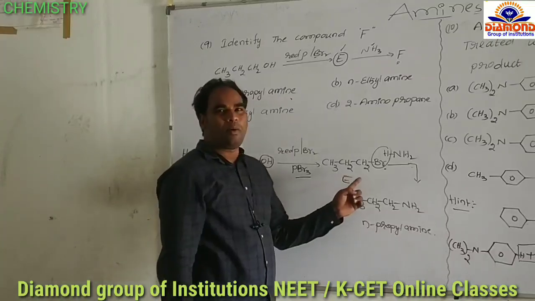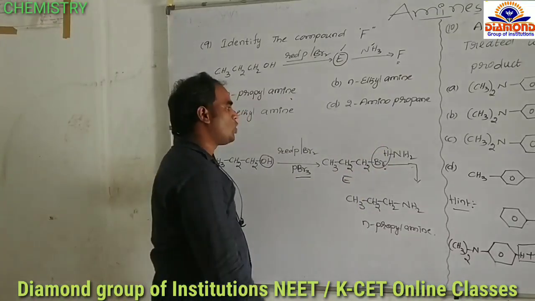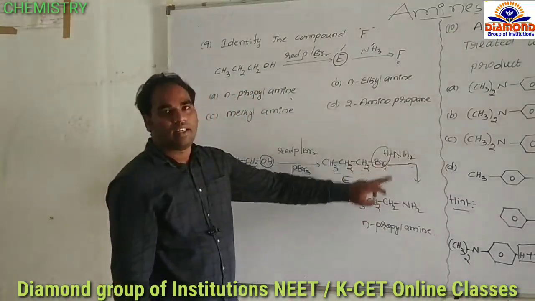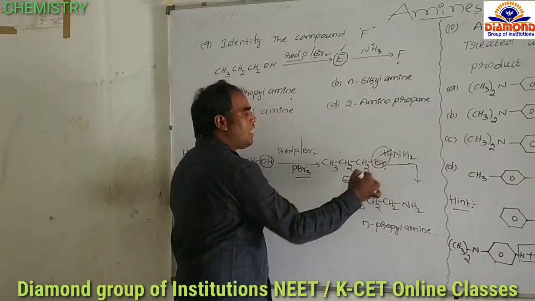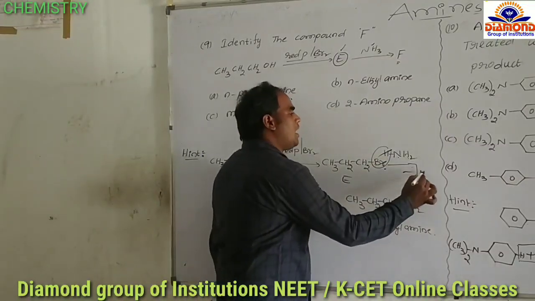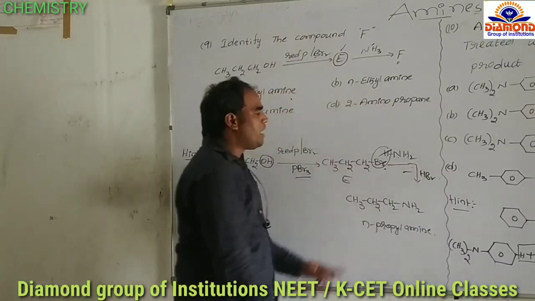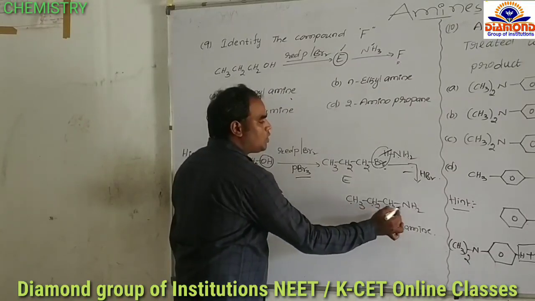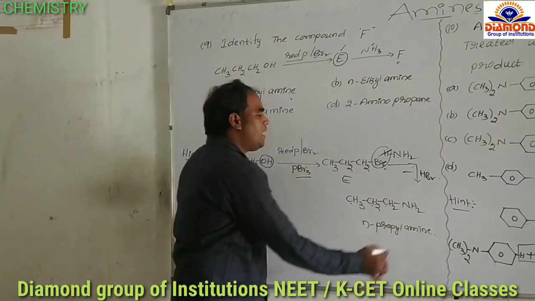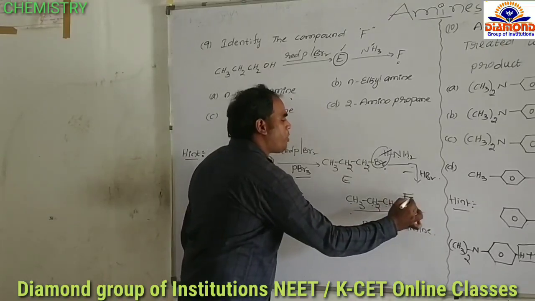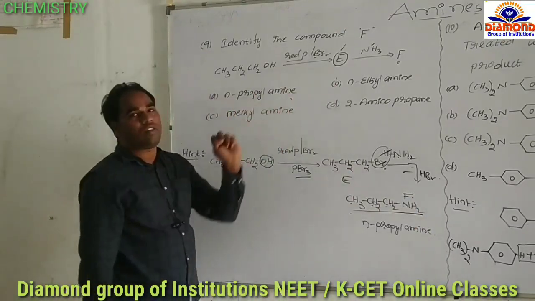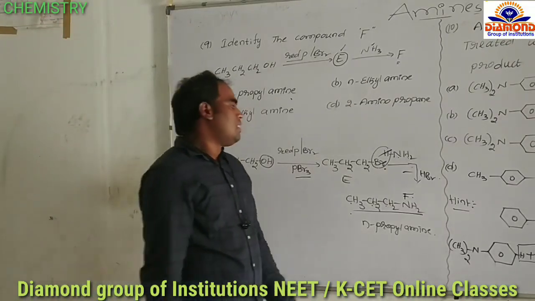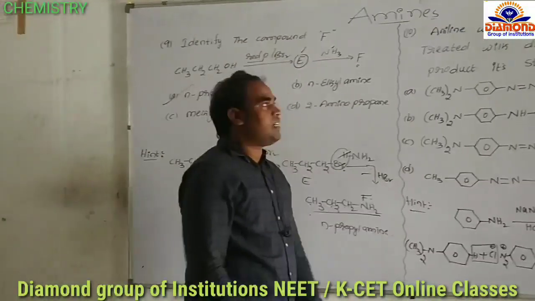And now this N-propyl bromide reacts with ammonia, NH3. HBr is eliminated. In the place of Br, the NH2 group is substituted. Then we get CH3CH2CH2NH2, N-propylamine. Therefore, this is product F. So in this sequence of reactions, what is the final product? N-propylamine is the final product. Option A is the correct answer.